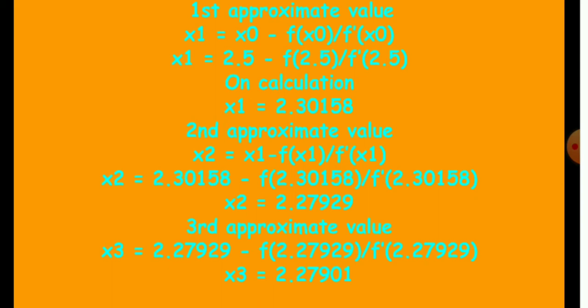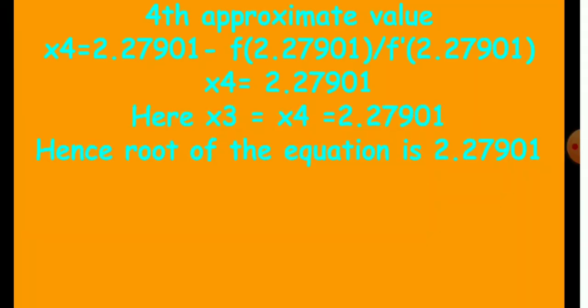Finding the third approximate value, x3 equals x2 minus f(x2) by f dash x2. On calculating this, x3 equals 2.7901. Okay, you may get it. Finding the fourth approximate value, x4 equals 2.27901 minus f(2.27901) by f dash. x4 equals 2.27901. Here x3 equals x4, so the root of the equation is 2.27901.